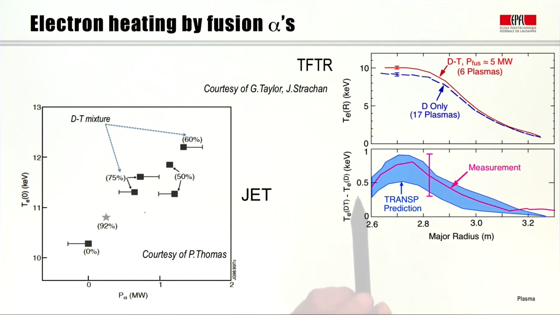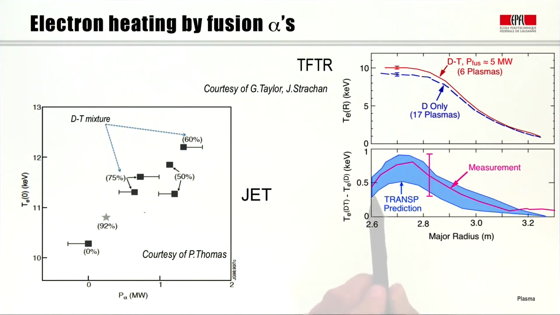First, in TFTR, the electron heating by the alphas was seen quite clearly, comparing a deuterium-only plasma, which is in blue here. This is the profile of the electron temperature, with a very similar plasma, but in which there is a 50-50 mixture of deuterium and tritium. And you see there is a significant, or at least a measurable, difference between the two profiles in the presence of DT, which means in the presence of alpha particles, there is heating of the electrons.